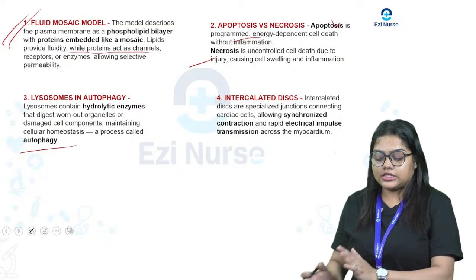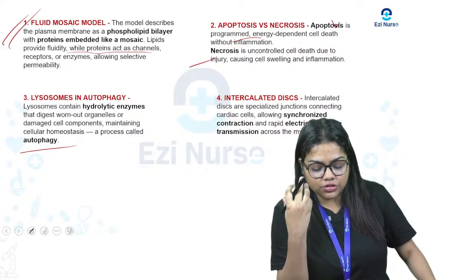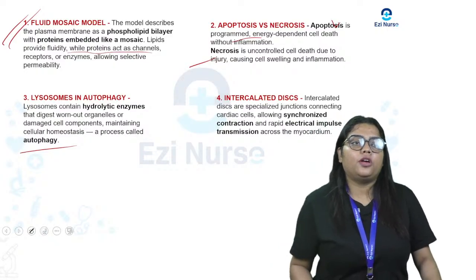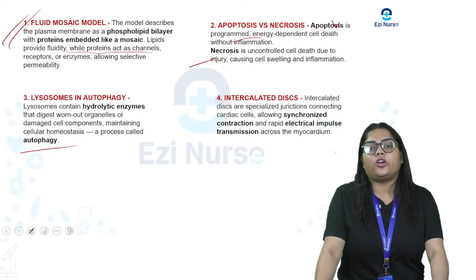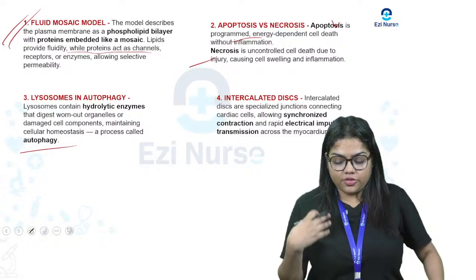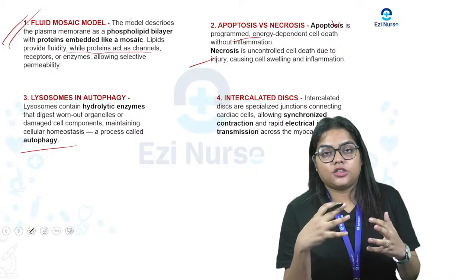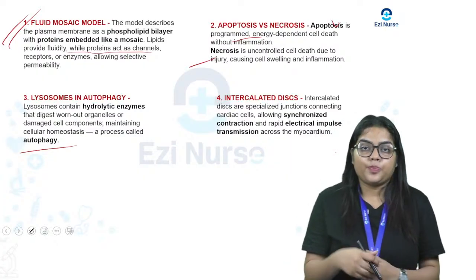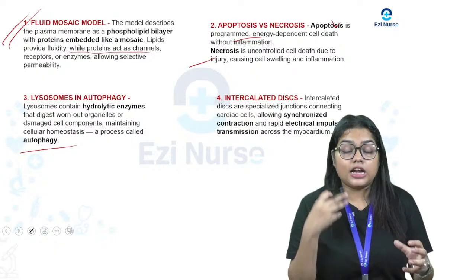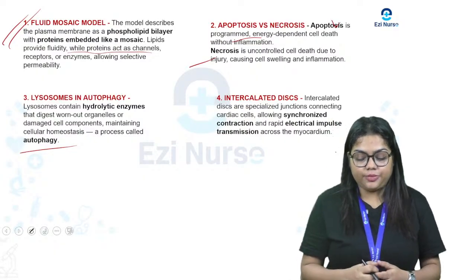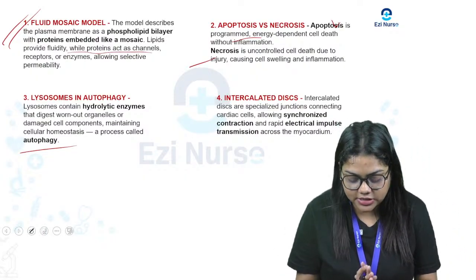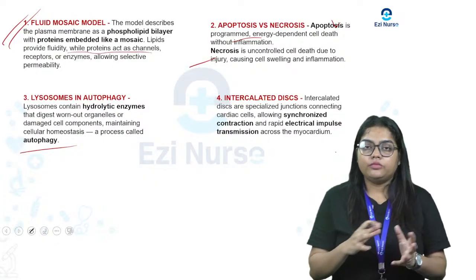Next is intercalated disc. What is an intercalated disc? Now see, the heart is made up of myocardium. In myocardium there are cells. In between each cell there is a layer, a connecting space which will connect each of the cells. The connecting part is called the intercalated disc. Intercalated discs are specialized junctions and connections between the cardiac cells, allowing synchronized contraction and rapid electrical impulses to transmit across the myocardium.